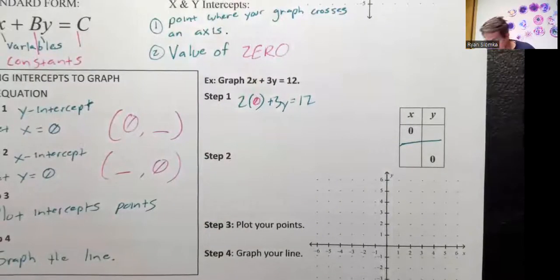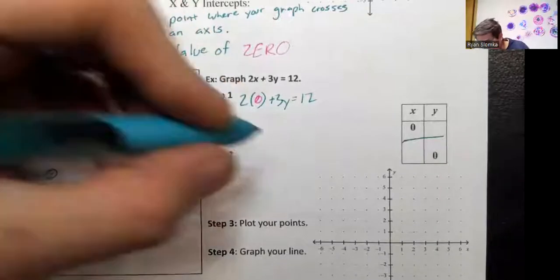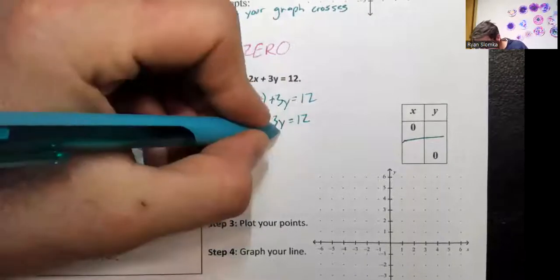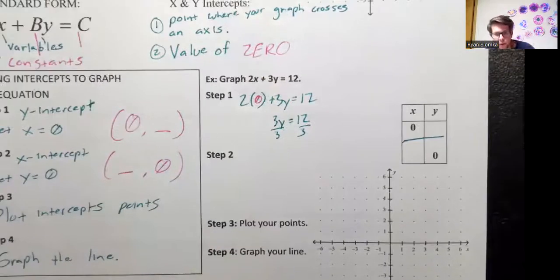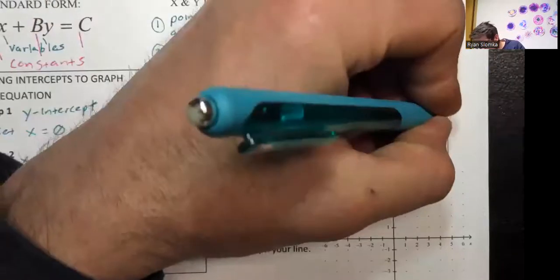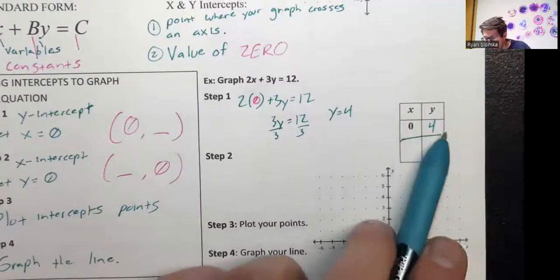Okay, so now what do you do with the 0 in there? 2 times 0 is 0, so that whole term basically goes away, and we're left with just 3y equals 12. Then we're going to divide by 3 on both sides, and when you divide by 3, you get a very nice y value. Your y value is going to be 4. Now that 4 is not a number all by itself. It goes with the 0, so the point is now (0, 4).